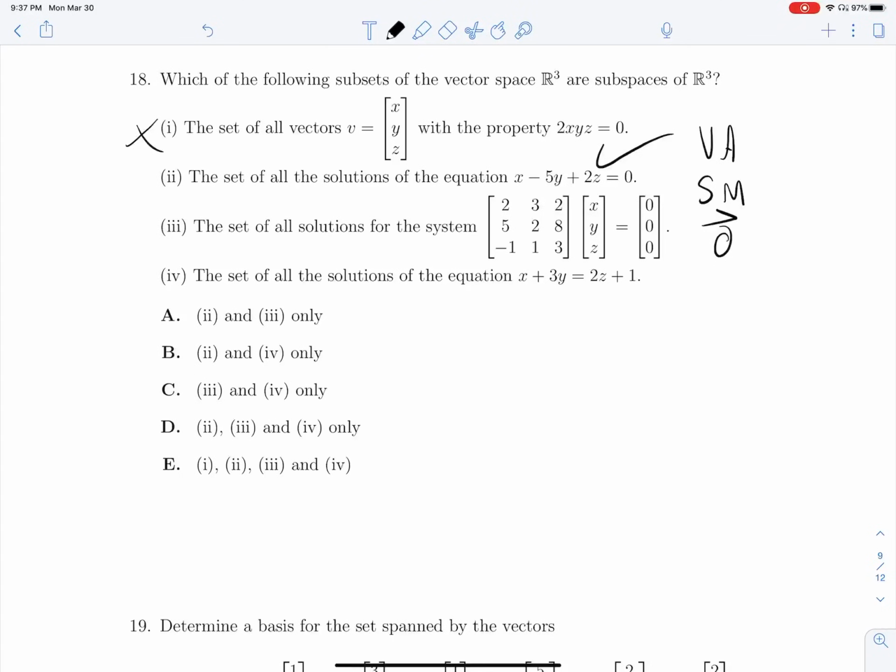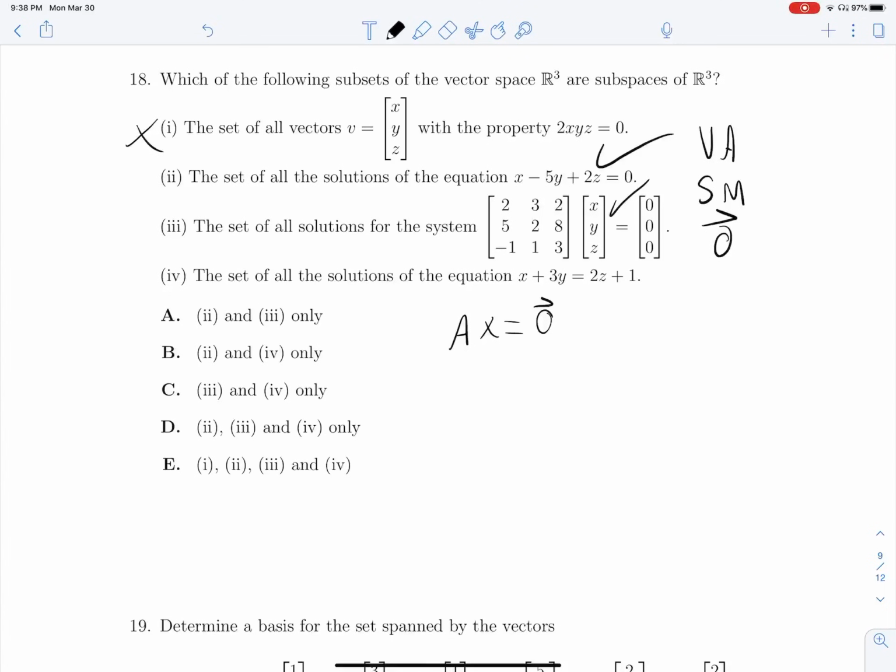What about 3? Well, we can express this guy as a span too, and also this is just a null space. We can set this up as Ax equals 0, where A is this matrix here, x is our set of variables, and our zero vector right there. And we know that a null space can be expressed as a span, and it just is a subspace in itself. It's one of the 4 main subspaces. So that is in fact a subspace.